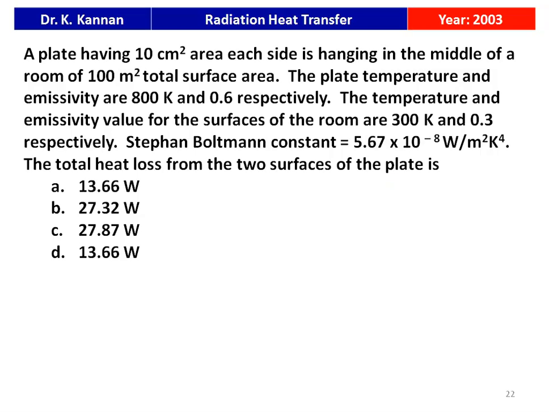The next question from the 2003 question paper: a plate having 10 centimeter square area on each side is hanging in the middle of a room of 100 meter square area. The plate temperature and emissivity are 800 Kelvin and 0.6 respectively. The temperature and emissivity of the surface of the room are 300 Kelvin and 0.3 respectively. The Stefan Boltzmann constant is 5.67 × 10⁻⁸ watts per meter square Kelvin to the power 4. The total heat loss from the two surfaces of the plate equals 13.66 watts, 27.32 watts, 27.87 watts, or 13.66 watts. So, we will calculate. The answer is 27.32 watts. We will see how in the next slide.